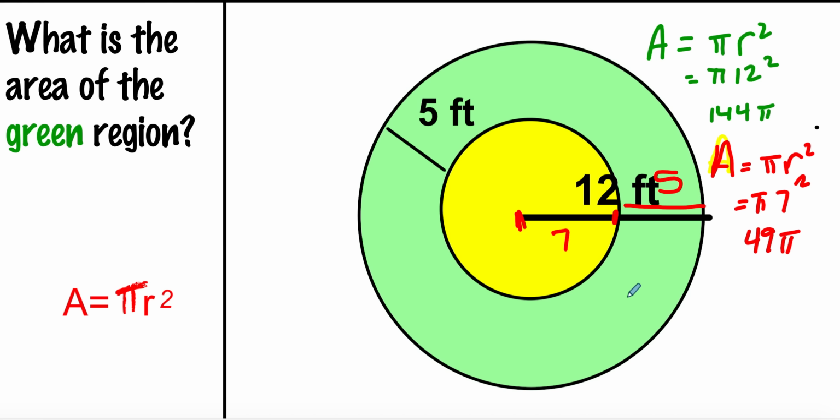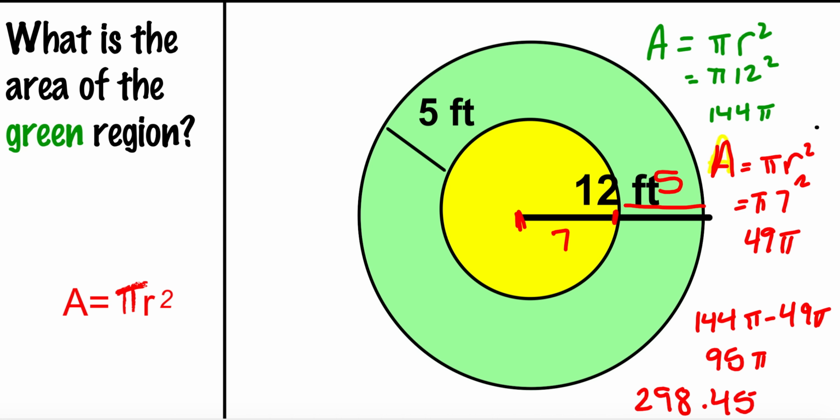Again, I want just this green region, which means I need to subtract or cut out this yellow region. So I'll have 144 pi minus 49 pi. When I get that, I get 95 pi. And when I multiply the two of those together, I get 298.45 feet squared.